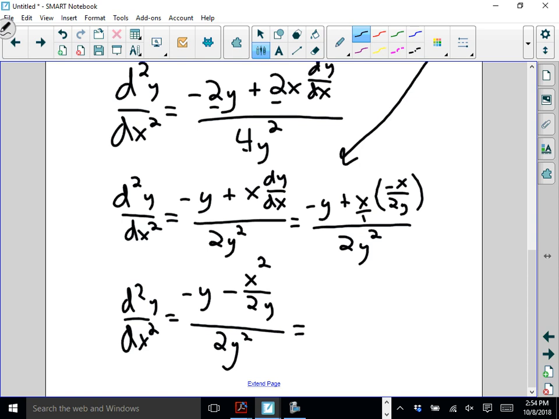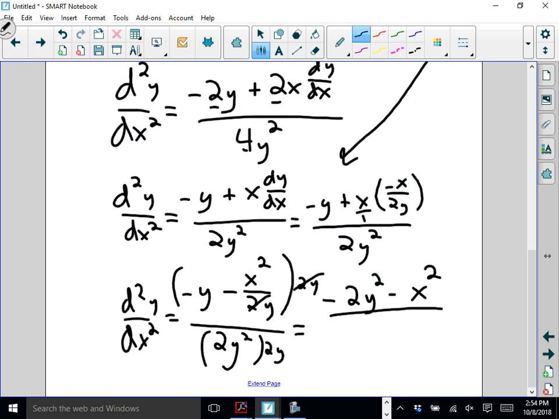Now I'm going to just multiply both the top and bottom by 2y. And on top I'll get negative 2y squared minus x squared over 4y to the third.